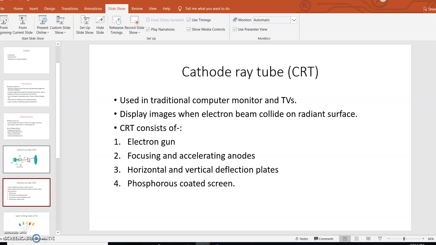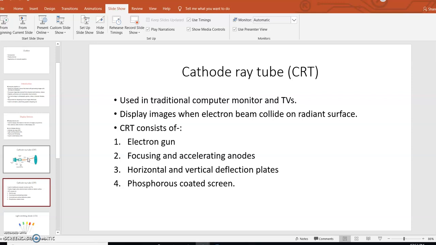If you are considering the CRT, it is basically based on the principle that it displays images when an electron beam collides on the fluorescent surface. So when the electron beam falls on the fluorescent surface, it creates an image, or a pattern. That is why this particular technology was used previously. Right now, LEDs and LCDs are available, so this CRT is obsolete now.